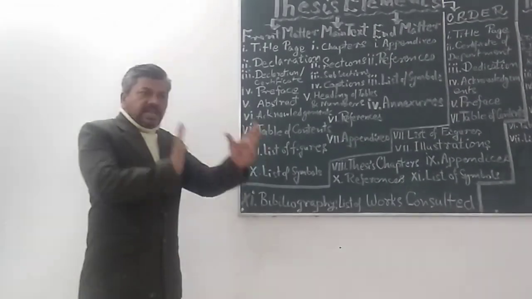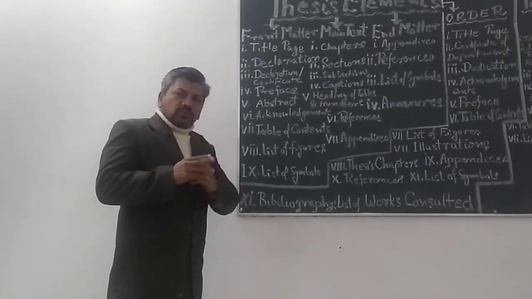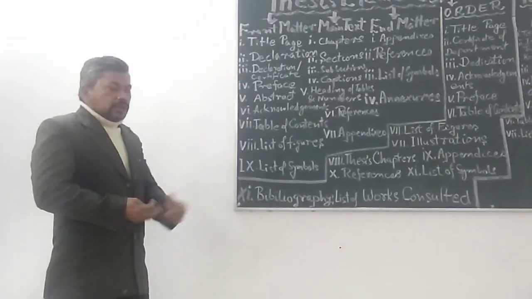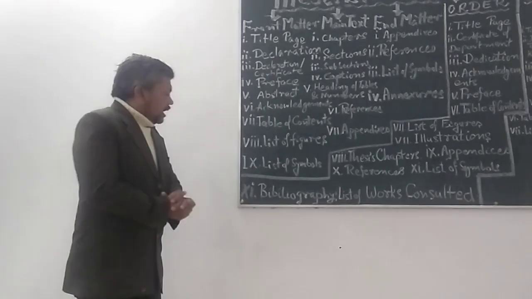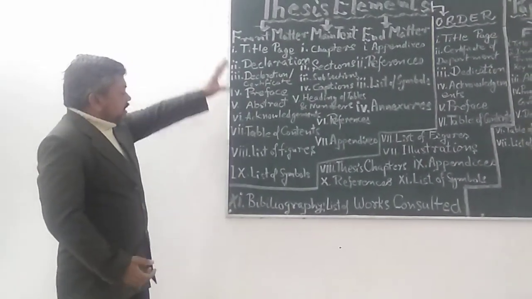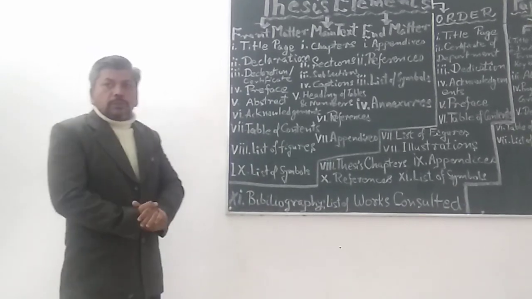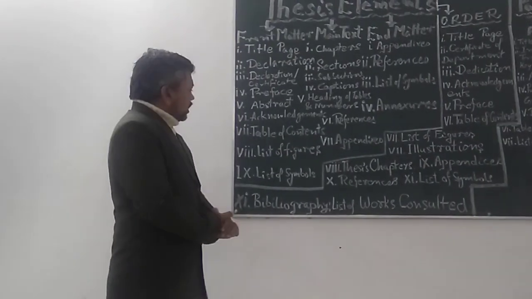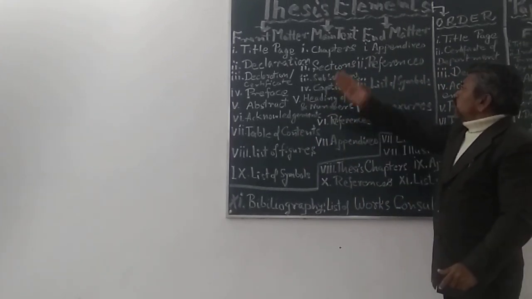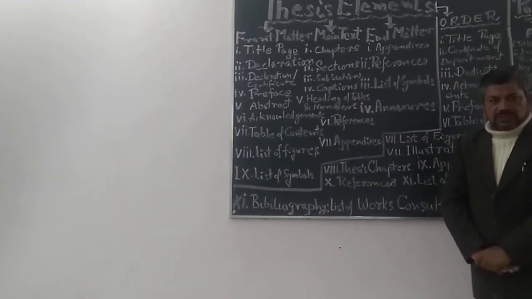How many figures, how much data used from other sources, from your sources, you must acknowledge the main source, and then the list of symbols. All these things, what kind of symbols are used, and all that must be very, very organized. Let us move to the main text of the thesis.